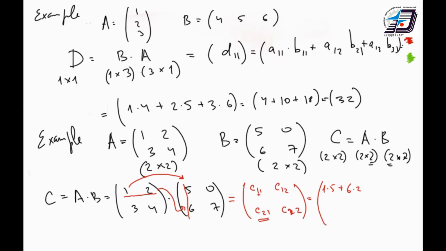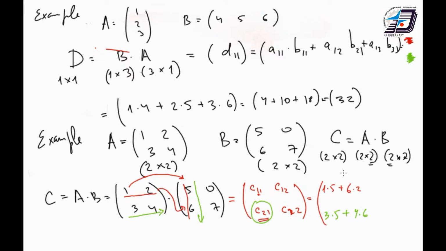I want to use this green ink. If I want to calculate this element C21, I have to take the second row and the first column, and I have 3 times 5 plus 4 times 6.